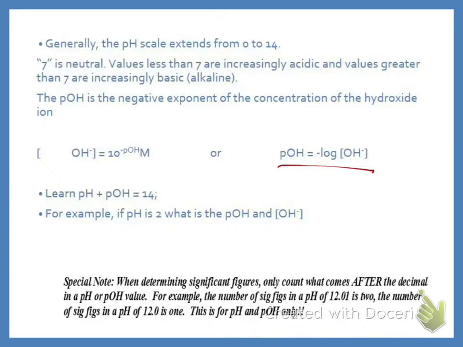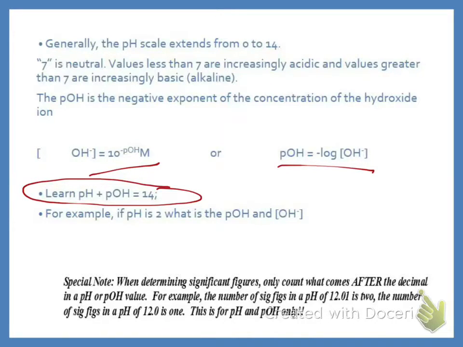If I have the pOH, I can raise 10 to the negative pOH and get the molarity of the concentration of the hydroxide. Okay? This is very important. I would circle it and star it. Together, pH plus pOH is going to be equal to 14. Okay? So what's cool about this is if I know one of these values, I can find the other three.